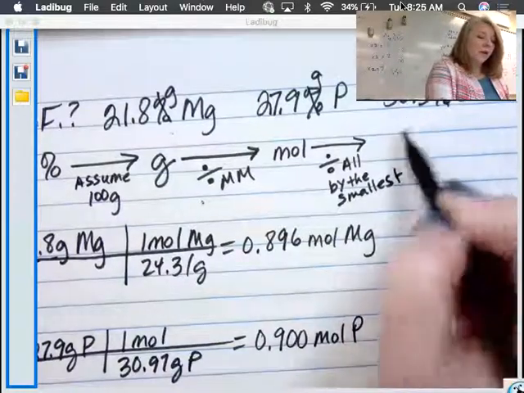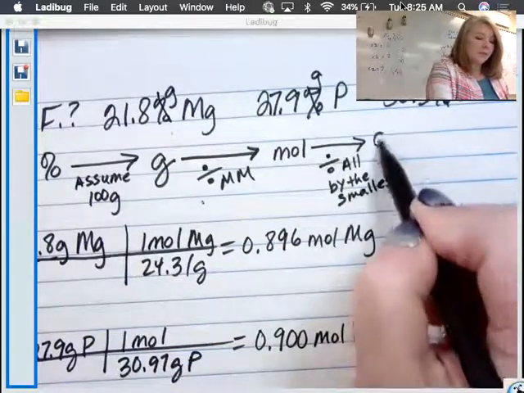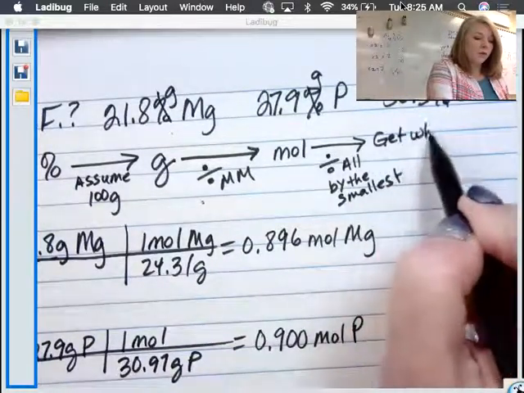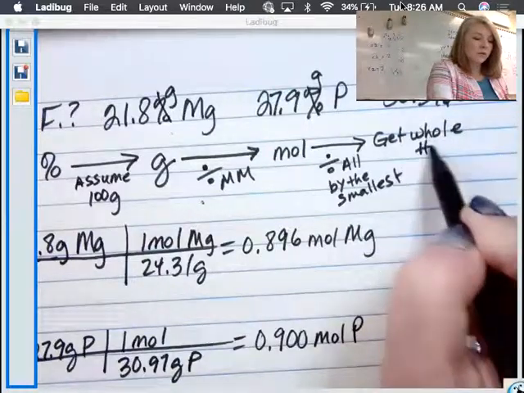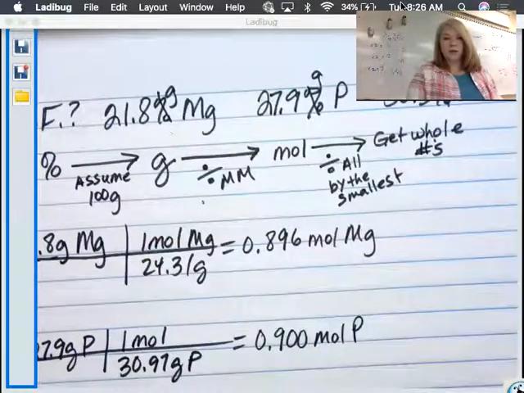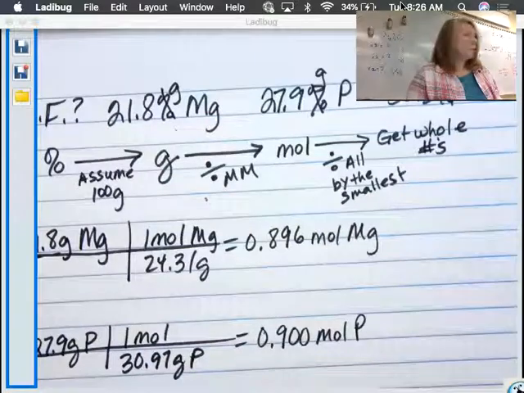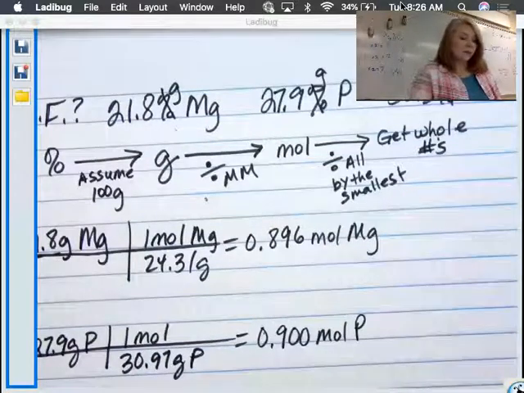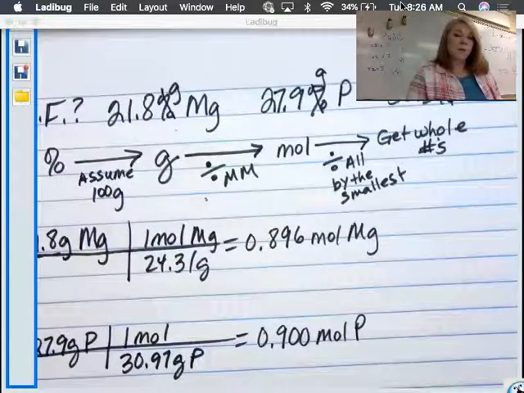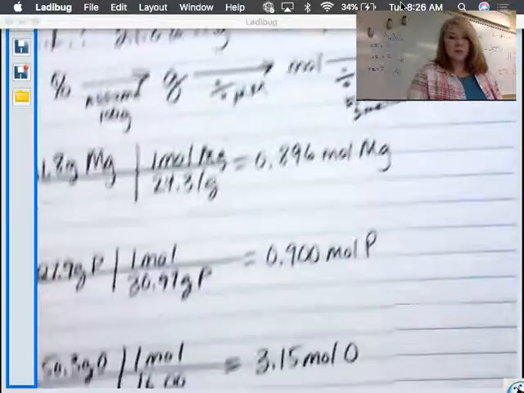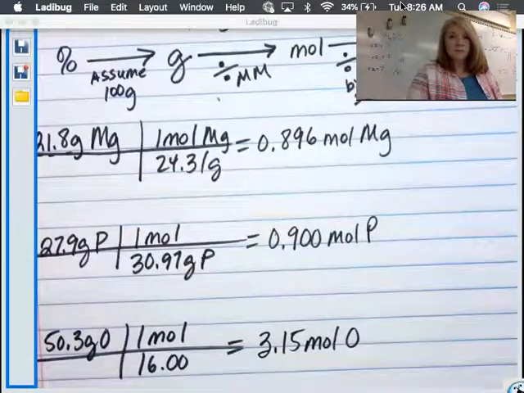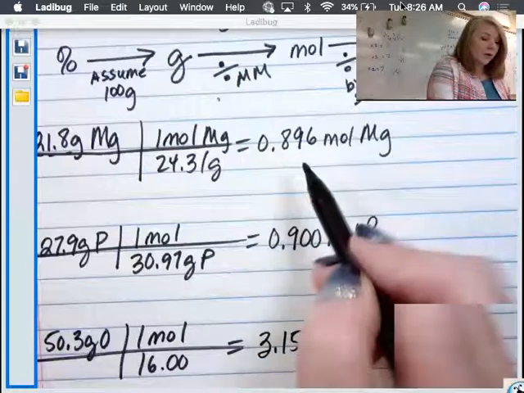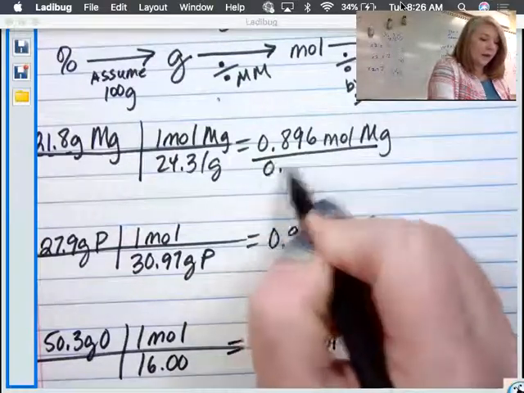Our step is to get whole numbers. That's what we're trying to do. So you're going to go to moles, and then you're going to get everything into whole numbers, and the way you're going to do that is just divide every one of those numbers by the smallest of, in this case, 3. Which one of those numbers is the smallest? 0.896. We're going to divide everything by 0.896.